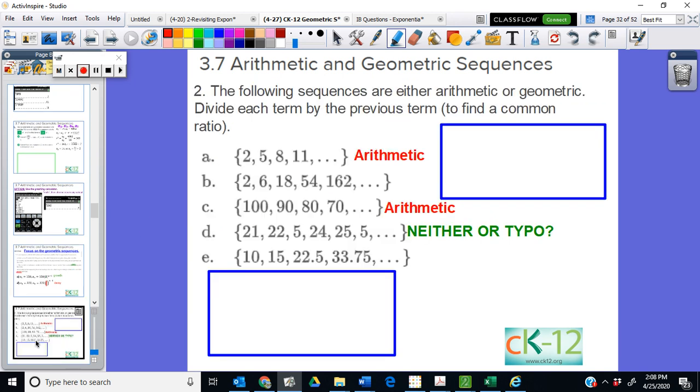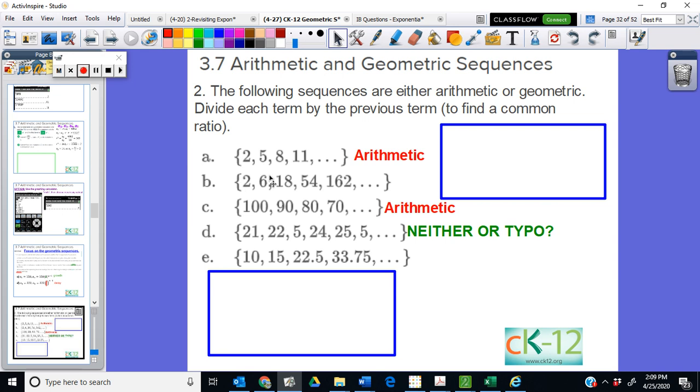Another work it out question asks us to identify whether it's arithmetic or geometric, and then find the common ratio. So if we just focus on B and E, notice D, I think, definitely is neither. There's a pattern. I would say 26 and 27 are the next numbers, and then there's a B, another 5. If you agree with me, then that's definitely neither. If it's something else, then they made a typo. You decide.